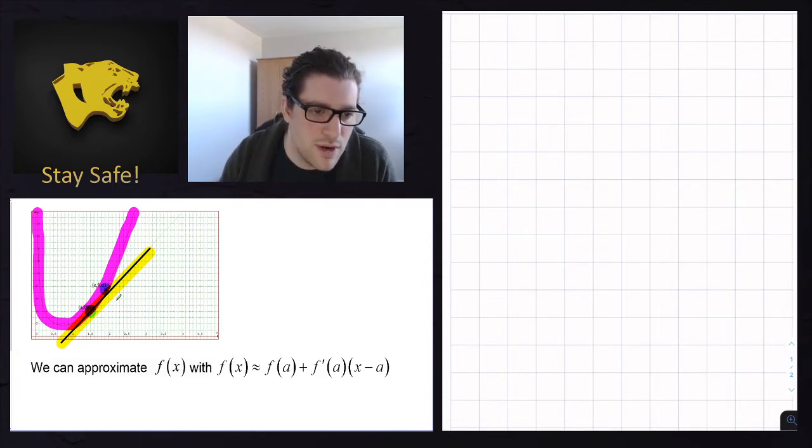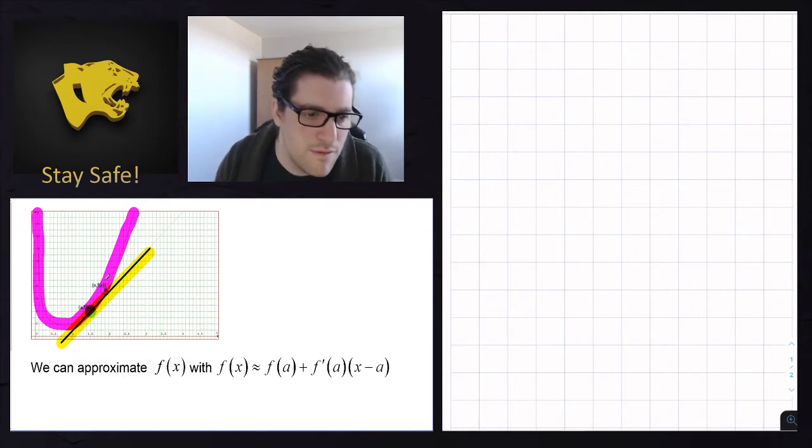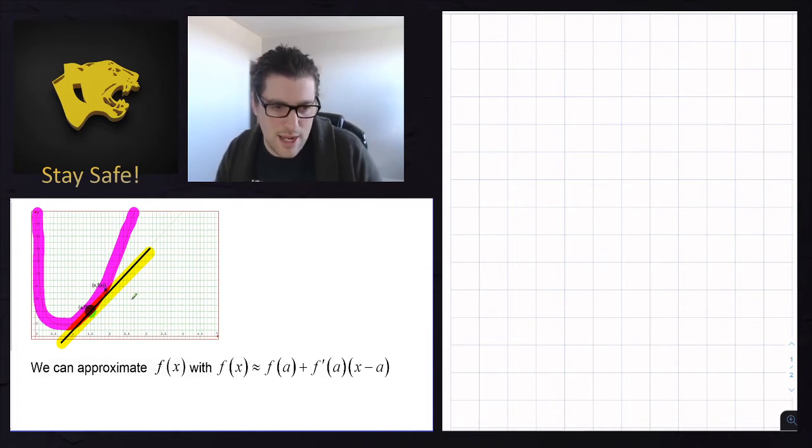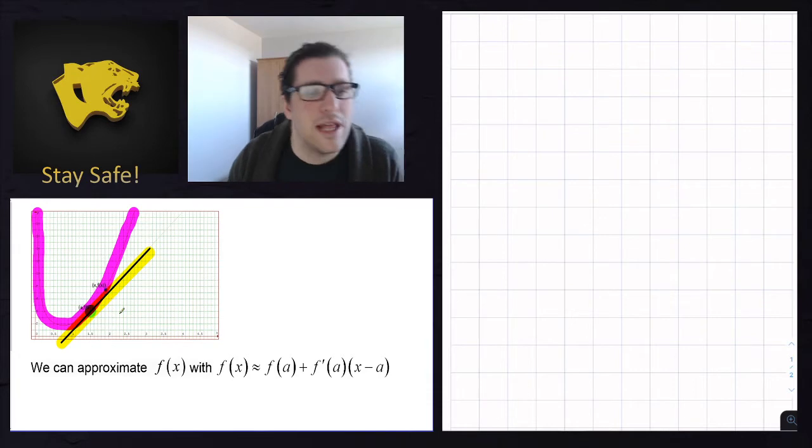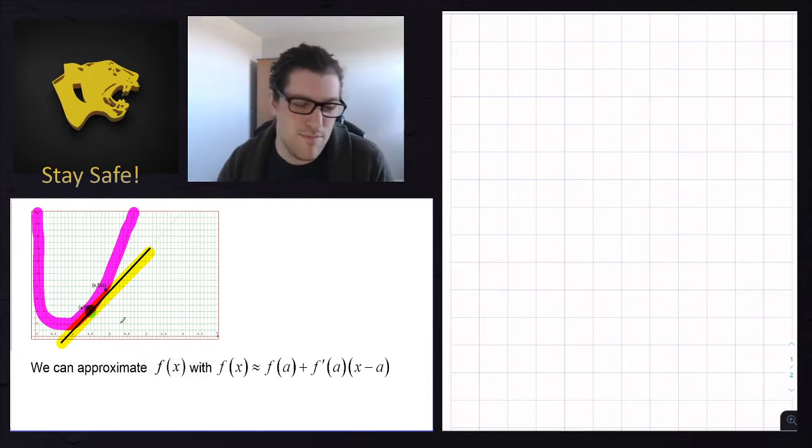So f of x is right there, and right below it is the value right here on the line at that same x value. You can tell that there's a little gap between them. They're definitely not the same, but it's not real bad.